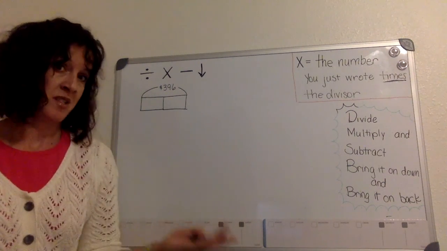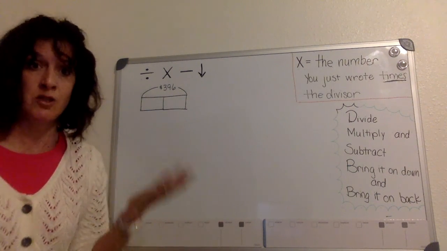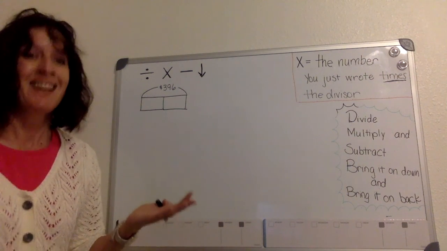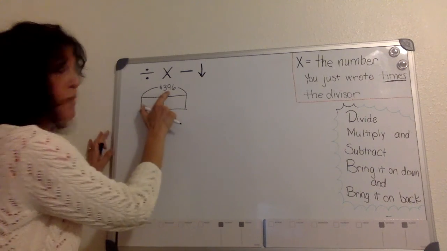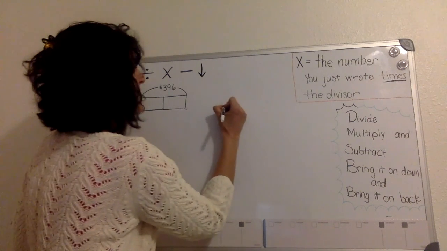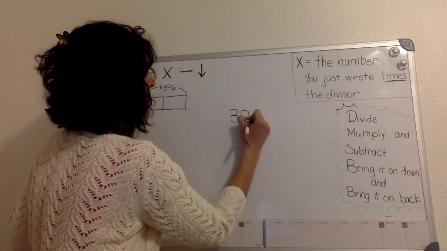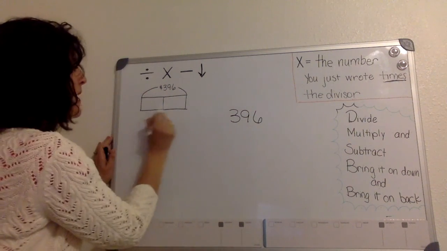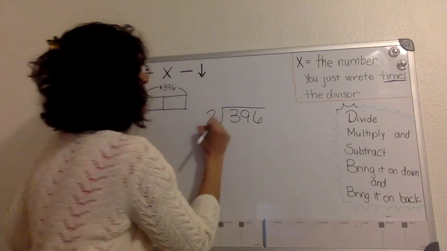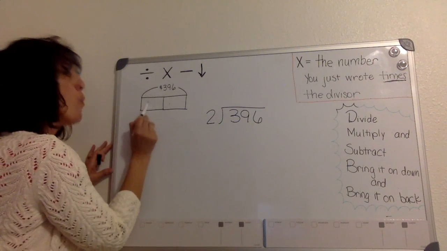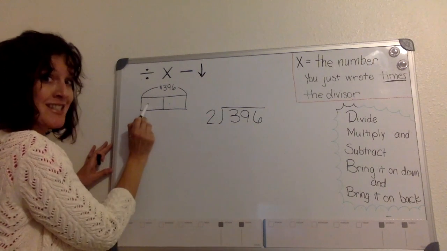What do I do? Do I subtract? Do I add? Do I multiply? Do I divide? If you said divide, you are correct. So $396 divided by 2 will give us how much one bike costs, okay?